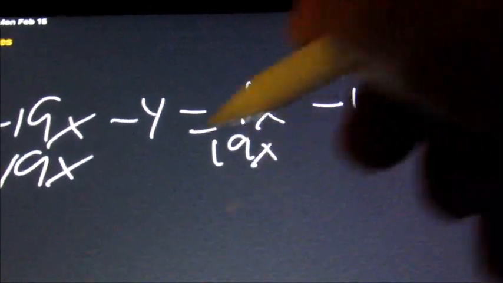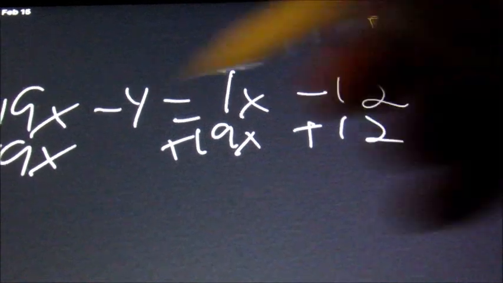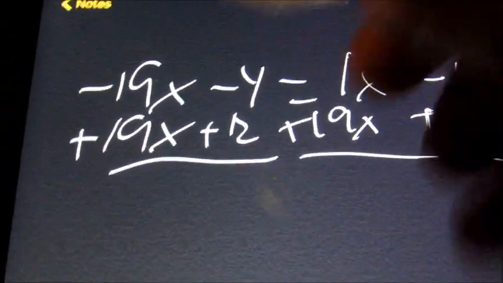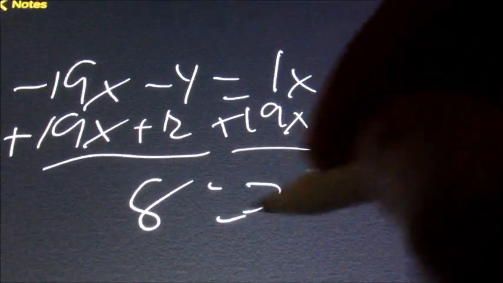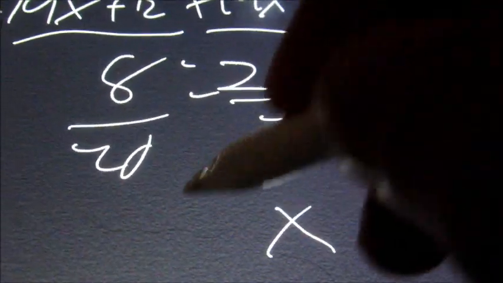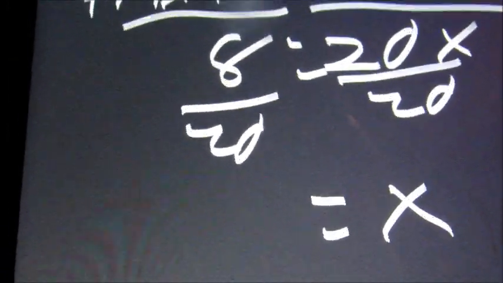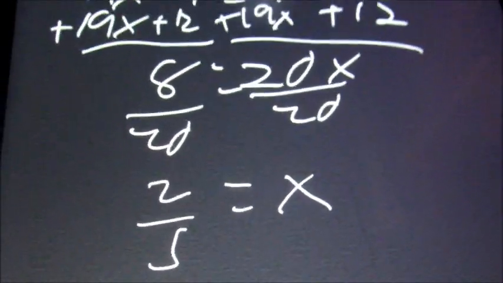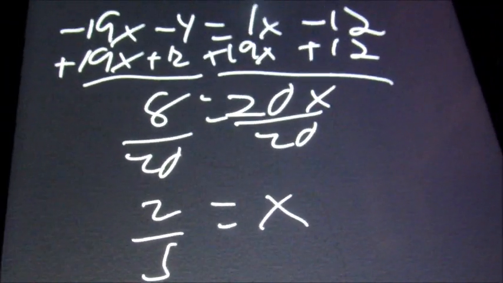So I'm going to add 19x to both sides. That means I'm going to add the 12 to both sides. And that means here, I'm going to have 8 equals 20x. Divide both sides by 20. X equals, both of these are divisible by 4, so I'm going to have 2 over 5 equals x.